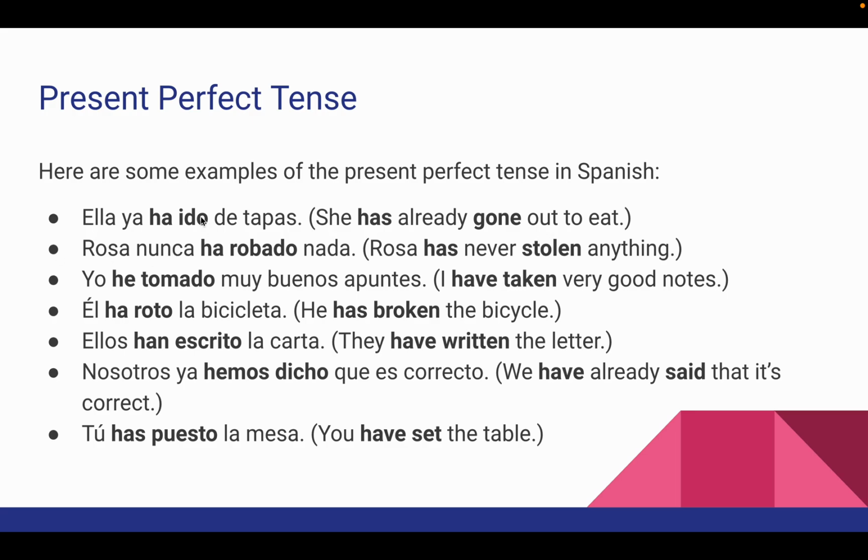You should recognize ido, robado, tomado, roto, escrito. These are those past participles. And usually, you might say escrita if you're talking about how the letter is written. But because we're using these as verbs, because what comes right before the past participle is a form of haber, you just leave it in the masculine form, right? With the O ending.